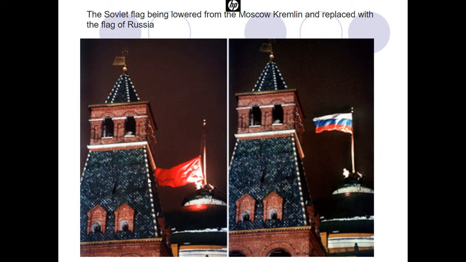It shows right over here the last time the old Soviet flag, the red Soviet flag of communism, was over the Kremlin in Moscow. And then this shows the picture when it was replaced with the flag of Russia. This is huge, and this was the instance when it happened. Very historic. The Cold War is ended, and communism will be over in Russia.